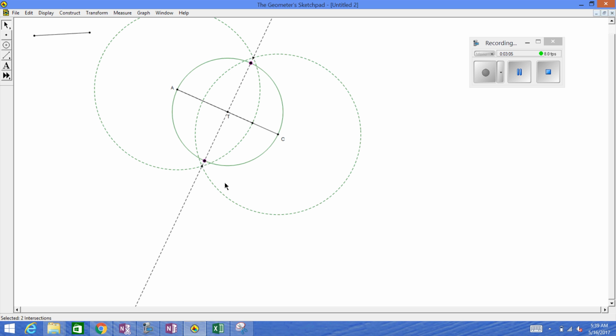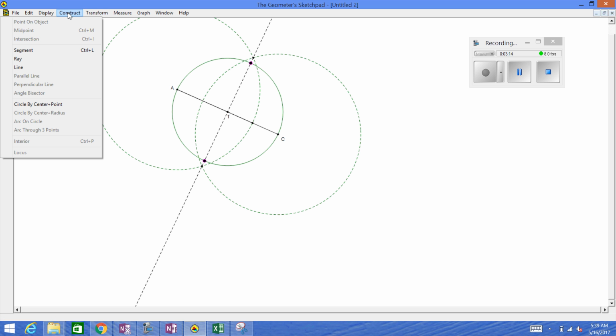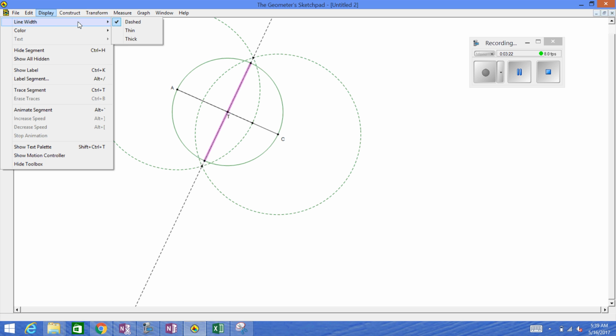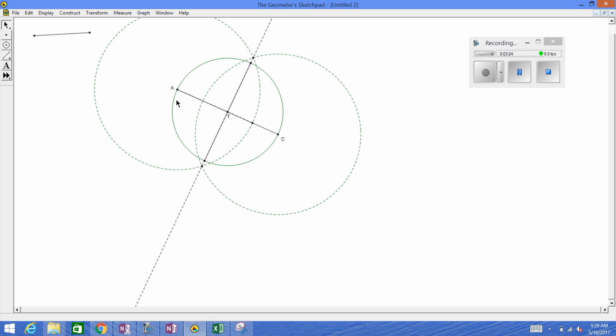Now those are going to be points B and D. Now when you do this, don't erase your construction marks. You need to leave them in there. That looks a little bit, let's see, I'll construct that segment, and I'll change that to thin. All right, good. So now we're going to connect all of these points, and now you have a square inscribed in a circle. That's one way to do it.